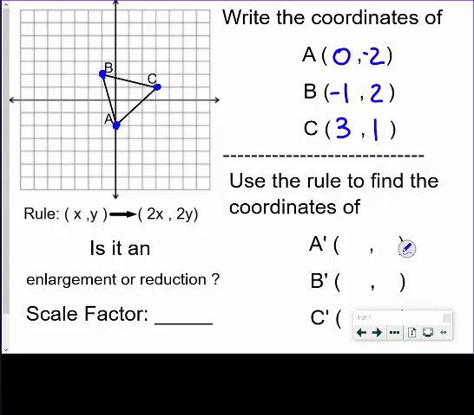Okay, so it says the rule is 2x, 2y. What do you think the scale factor is if the rule is 2x, 2y? If it was x plus 2, y plus 2, then yes. But it's not, it's multiplying. What is it multiplying by each time? 2. That's your scale factor.